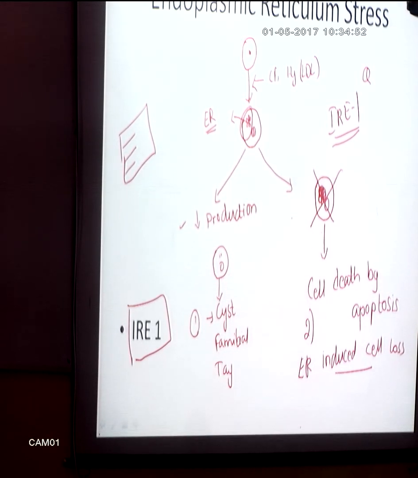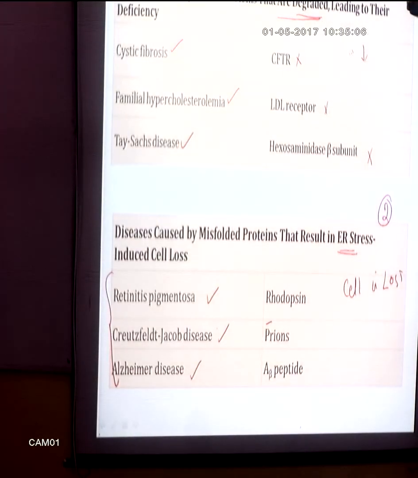In some cases, when the amount of protein is more, this IRE will be stimulated and the cell will be entirely destroyed. So the diseases which follow this step only are retinitis pigmentosa, Creutzfeldt-Jakob, and Alzheimer's disease. Kindly note this down because these are potential MCQ points.